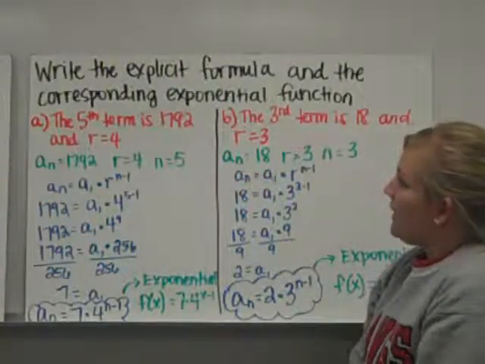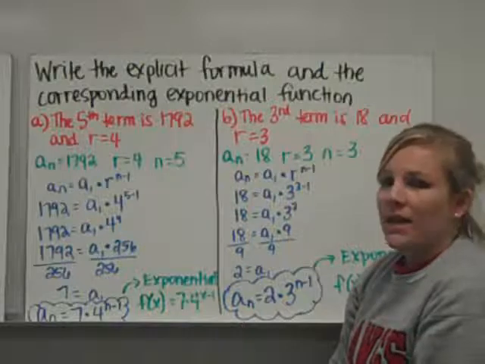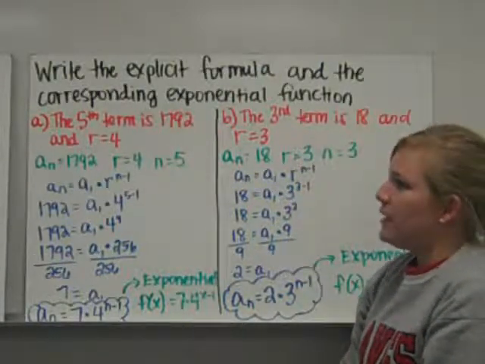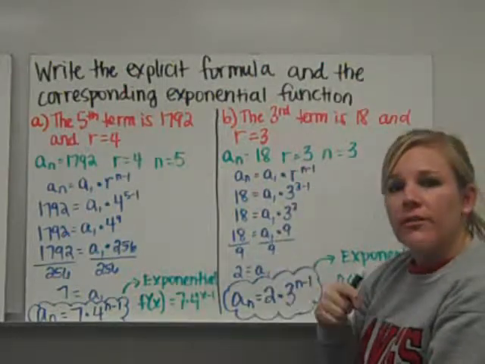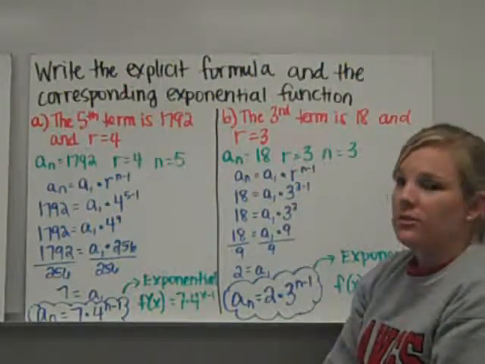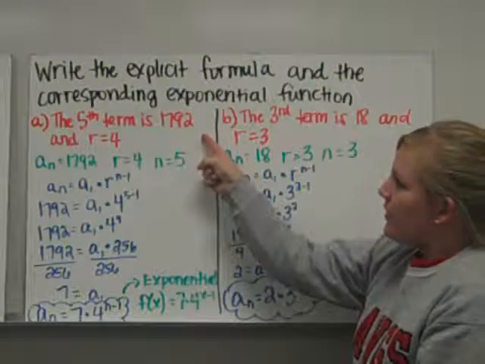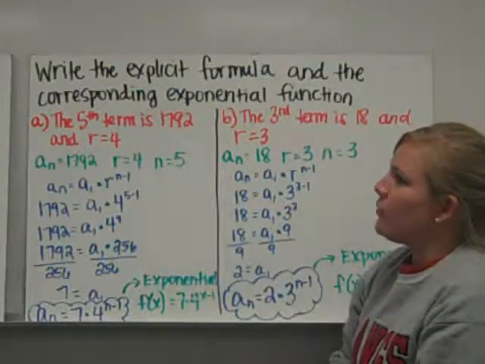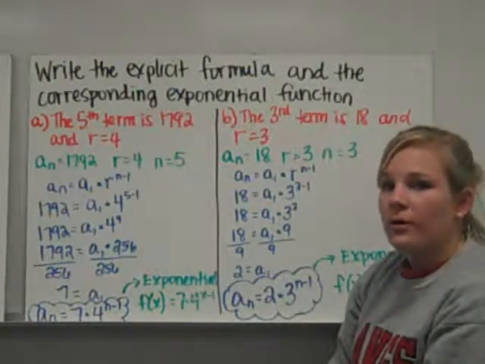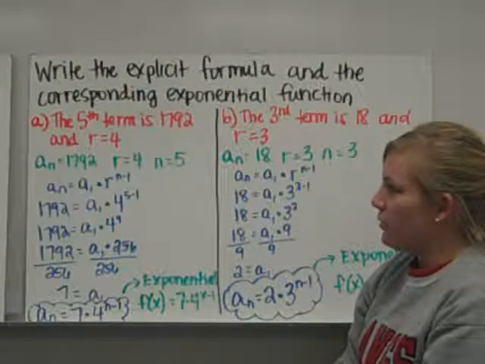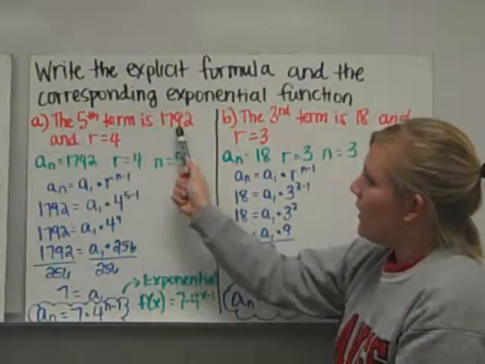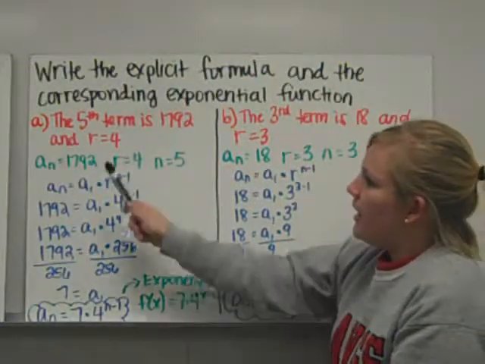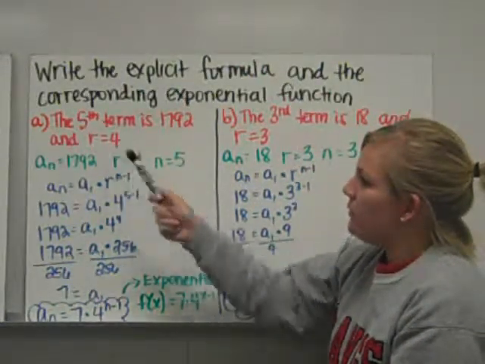Now I'm going to write the explicit formula and the corresponding exponential function. Geometric sequences, when you graph them, produce curves like the exponential functions that we've already talked about this year. Using this information in red, I'm going to come up with the formula and then I'm also going to write it as an exponential function. So here's the information that I'm given. The 5th term is 1,792 and the constant ratio is equal to 4.